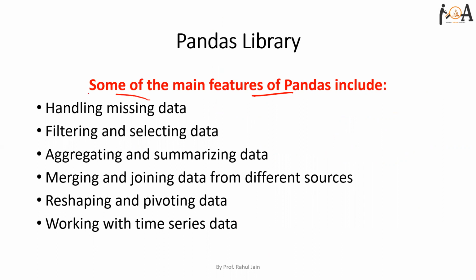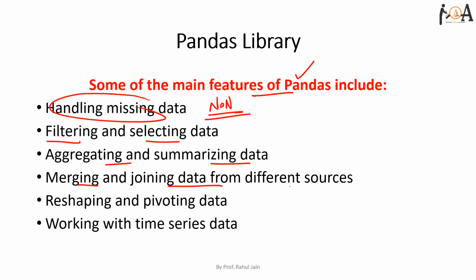These basically include handling missing data. If there is data which is missing, then how to handle such data is a part of pandas. And to filter the data, to select the data, we can use this library too. For aggregating and summarizing data, we can also use this library. For merging and joining data from different sources, we can use the Pandas library. For reshaping and pivoting the data and for working with time series data, we can work with the Pandas library. These are the very important main features of Pandas.